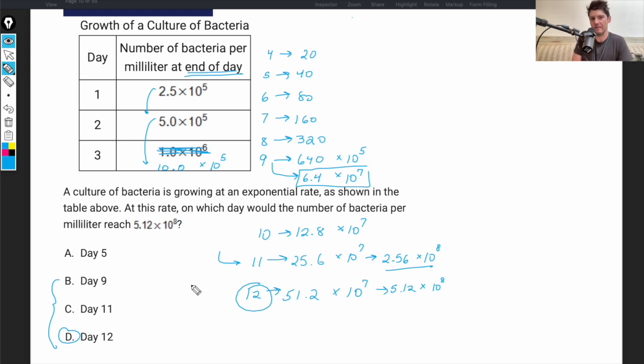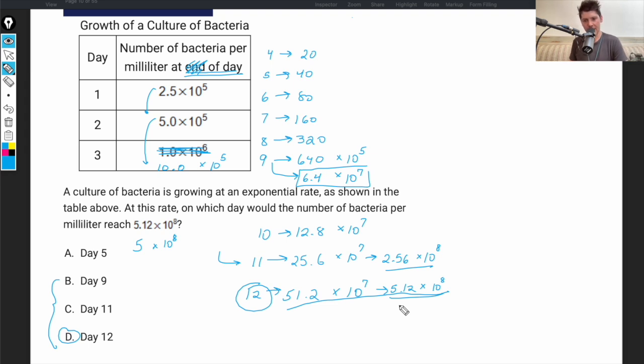Like what if this is at the beginning of the day instead of the end? If these numbers all represented the amount at the beginning of the day, and let's say they ask, when did we reach, like, instead of this, what if they just said 5 times 10 to the 8? Right? That would mean that, again, on our question, it's at the end of the day. But say it was at the beginning.